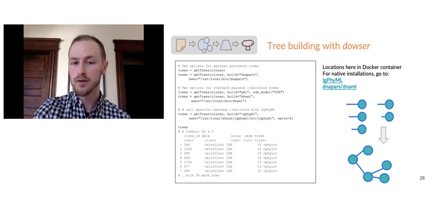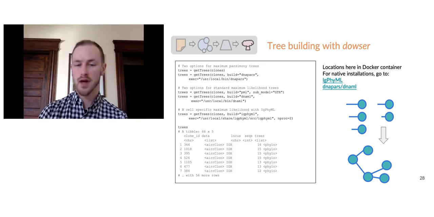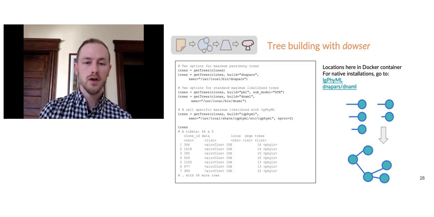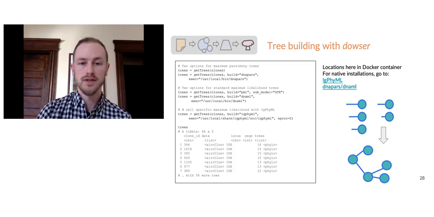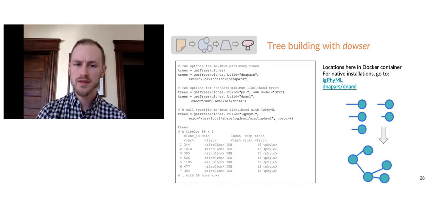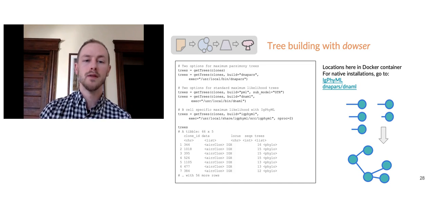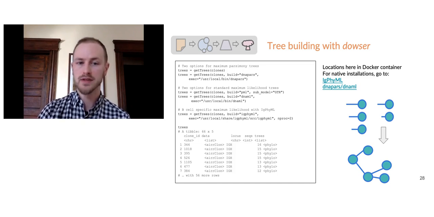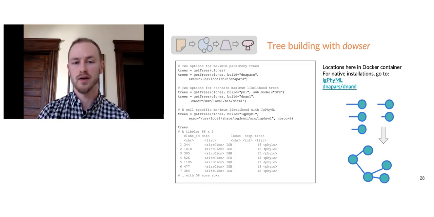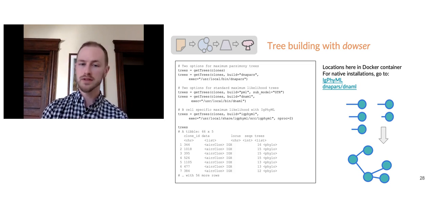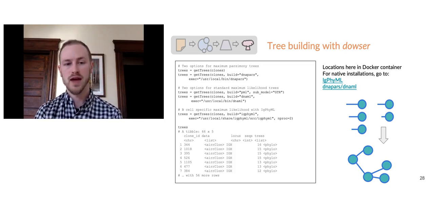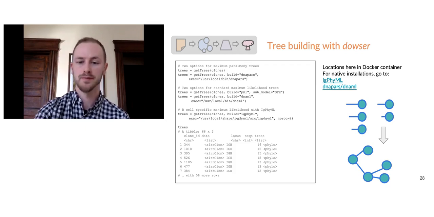If you, however, want to use DNAPARS, which is quite commonly used in BCR sequence analysis, all you have to do is specify DNAPARS in the build field of the getTrees function and pass it the location of the DNAPARS executable program. This will vary depending on your setup. This is the location of DNAPARS in the Docker image. If you did a local installation, then you will need to pass the location of wherever you installed DNAPARS.